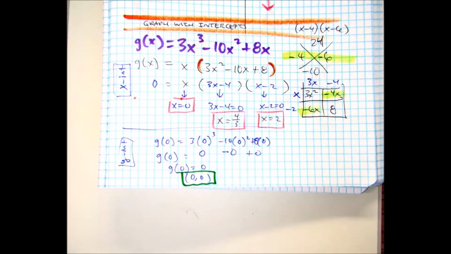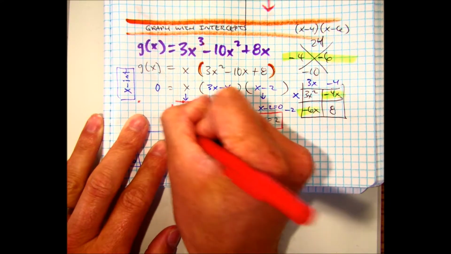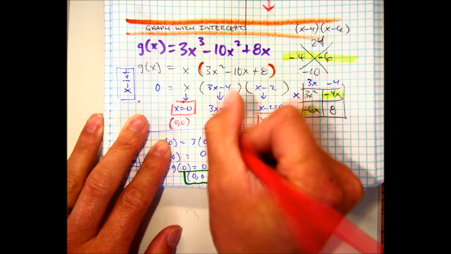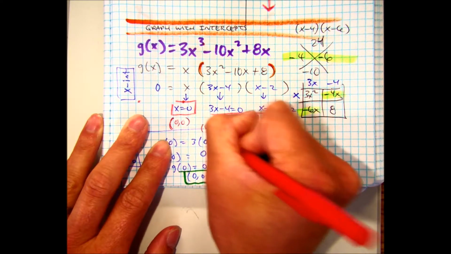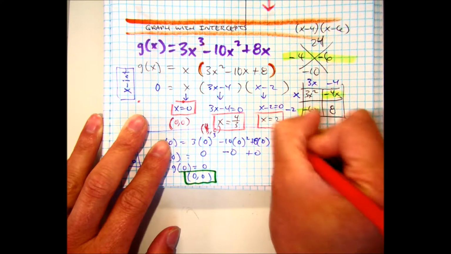Okay. So that basically means my ordered pairs are going to be, for the x-intercepts, 0, 0, 4/3, 0, and 2, 0.